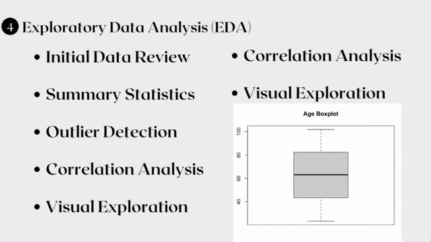Correlation analysis. The reason for this is to evaluate relationships between numeric variables through a correlation matrix, aiding in understanding variable interactions. Visual exploration. I used the scatter plot. The reason for this is to visualize the relationship between age and y-hat using ggplot to uncover patterns or trends in the data.